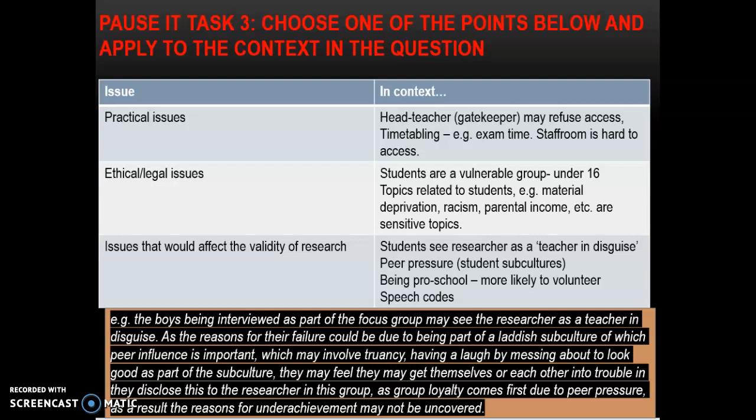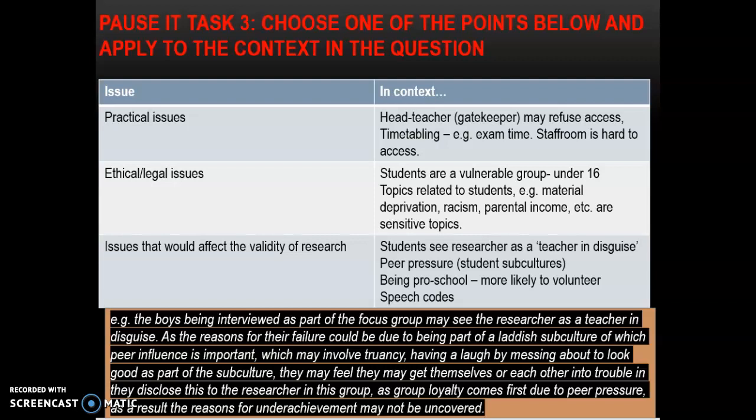I want you to choose one of the points below and try and apply it to the context in the question. In this case, it is using focus groups to investigate boys and achievement. And I've given you an example of one that I've typed up already. Okay, so the boys being interviewed as part of a focus group may see the researcher as a teacher in disguise, because the reasons for their failure could be due to being part of a laddish subculture, which peer influence is important. They may talk about truancy, having a laugh, messing about to look good as part of that subculture, and they might feel they may get themselves into trouble or each other into trouble if they disclose this to the researcher in the group, because remember, they're seeing the teacher in disguise.